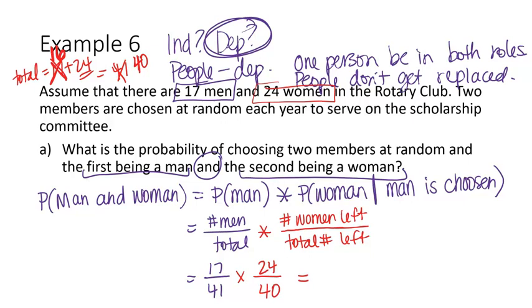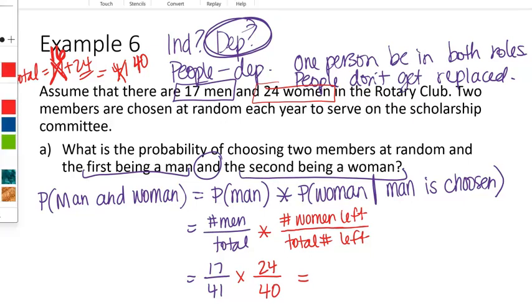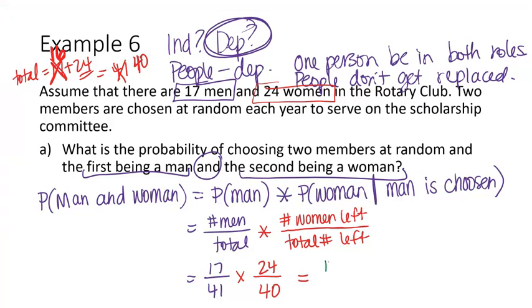Keep in mind, 17 is prime, so I cannot reduce that first one. So I have 17 out of 41 for the first fraction. Let's see, the second one could probably reduce by 8. 24 divided by 8 is 3. 40 divided by 8 is 5.